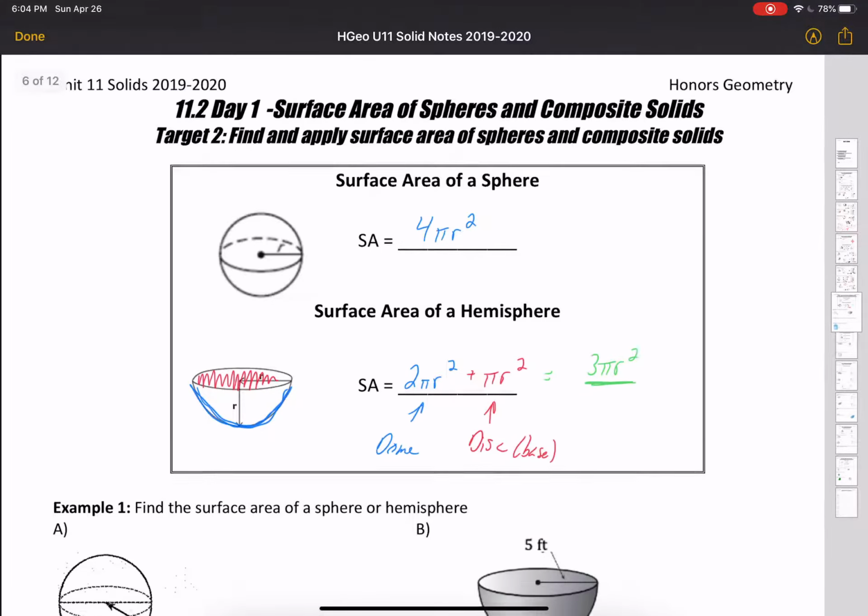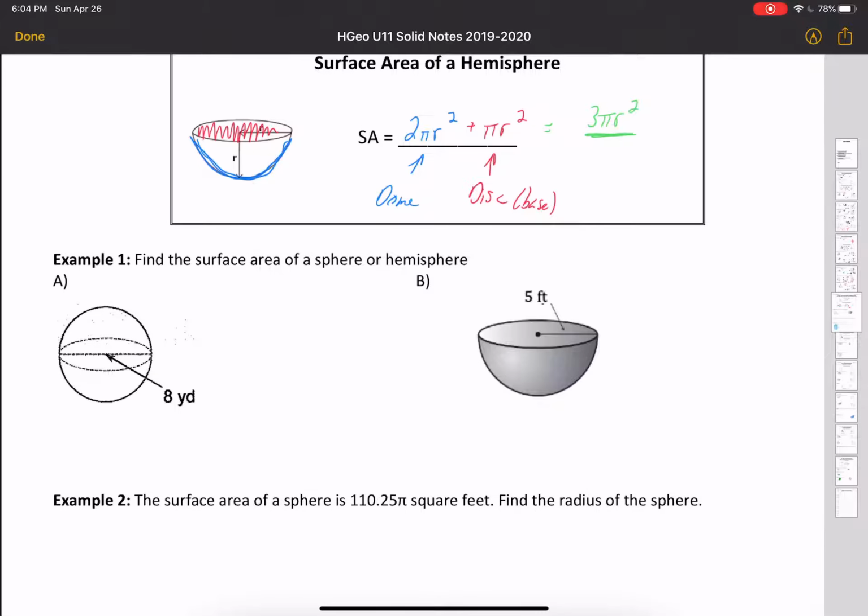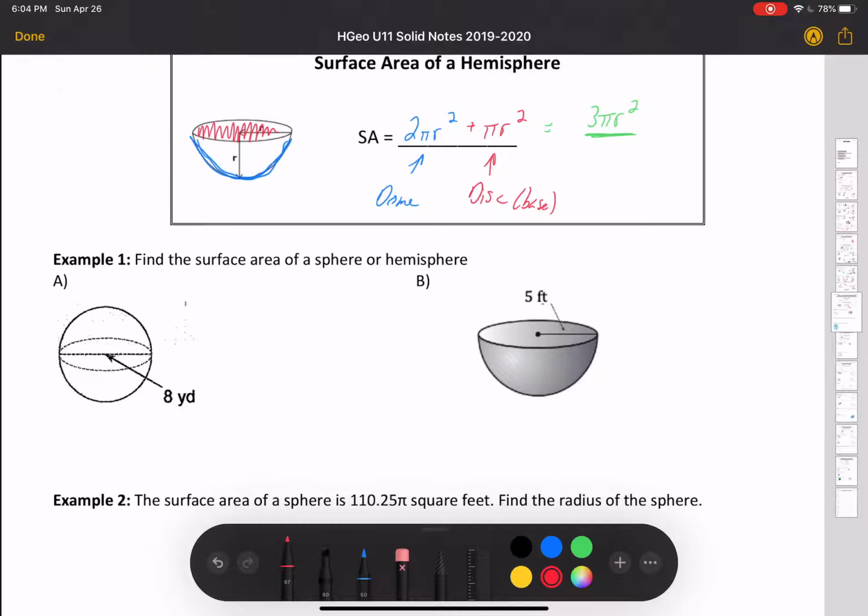Okay? So find the surface area of the sphere or the hemisphere. In A, we're dealing with a sphere with a radius of 4. So surface area is going to be 4 pi r squared. That is going to give us 64 pi yards squared. Or if we wanted to approximate, that would be 201.062 yards squared.